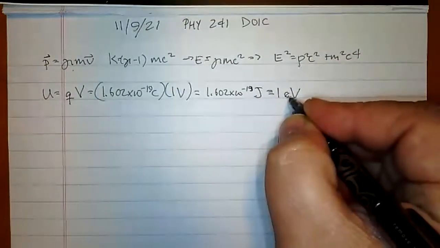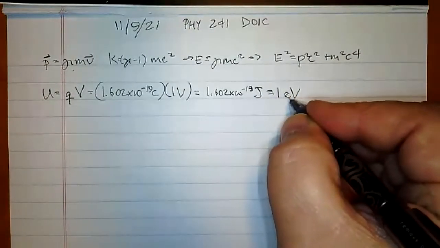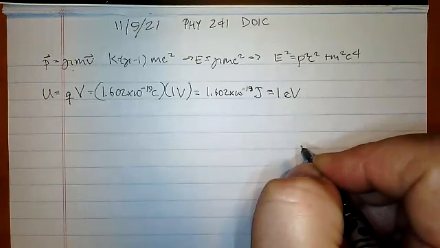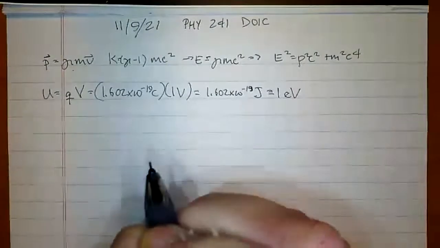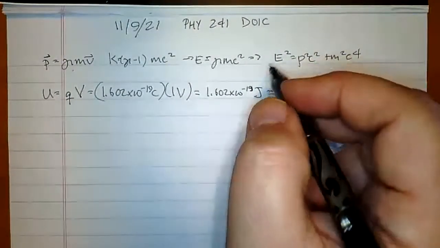That is defined to be 1 electron volt. See how that unit looks like the symbol they normally use for the charge of the electron times the symbol they use for voltage. So that's the electron volt. Is it times 10 to the negative 19 joules? Yeah, 10 to the negative 19.